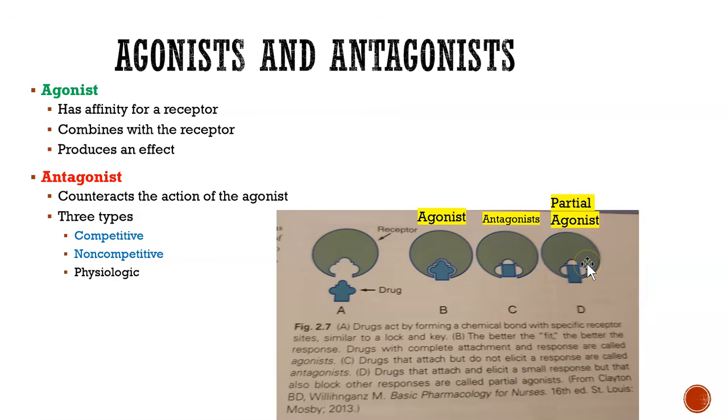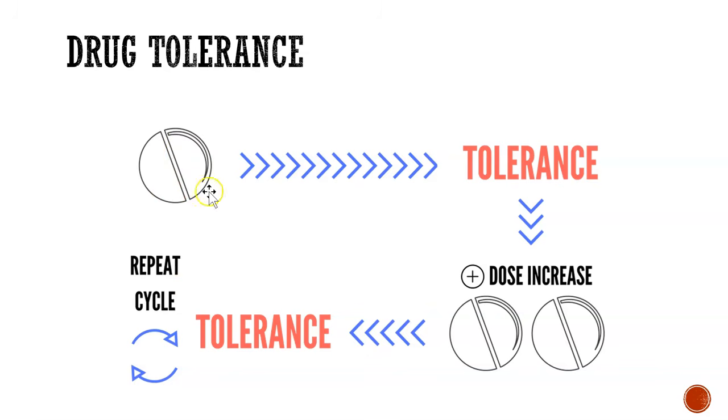And then we have partial agonists, where it didn't exactly fit, and so you get a small response. You might feel a little better, but not completely better. So agonist is the perfect combination where the drug will work. Antagonist is where the drug won't work. And partial agonist is where the drug kind of works. We talked about drug tolerance. The first time you take it, you're okay with one pill, but after a while you find that one pill isn't cutting it, and now you've got to increase the dose, and that's building drug tolerance.